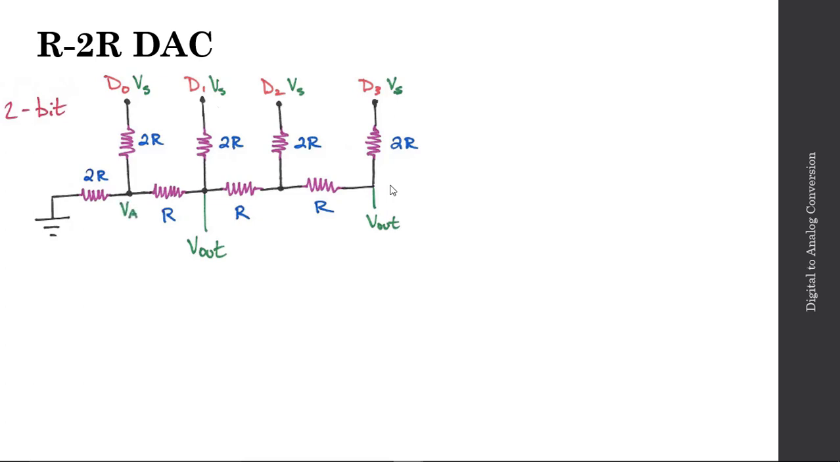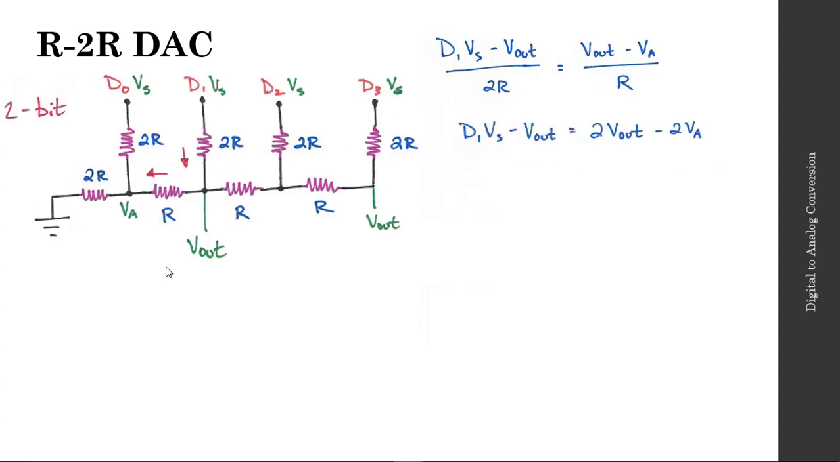So I'll define a voltage at this node VA, and I'll once again apply Kirchhoff's current law, and I'll be evaluating these currents. So applying Kirchhoff's current law to this node, I end up with the following description. D1 times VS minus V out all over 2R will be equal to V out minus VA all over R. So if I cross multiply and simplify, I end up with 3 times V out is equal to D1 VS plus 2 times VA. So I need to come up with a description for VA.